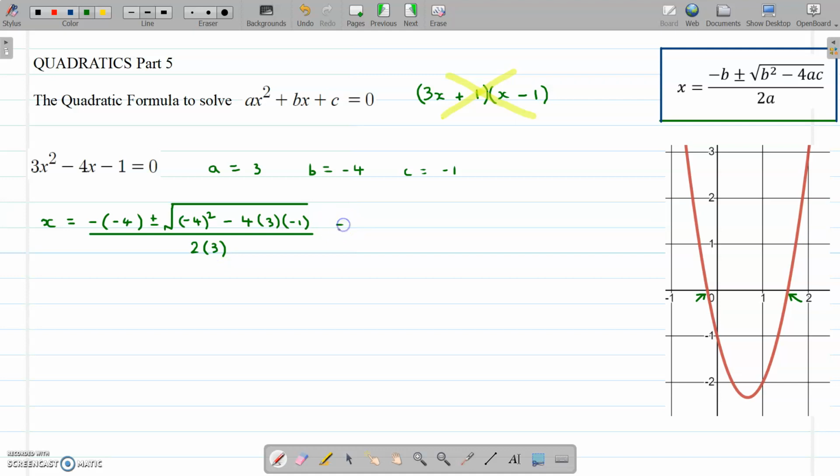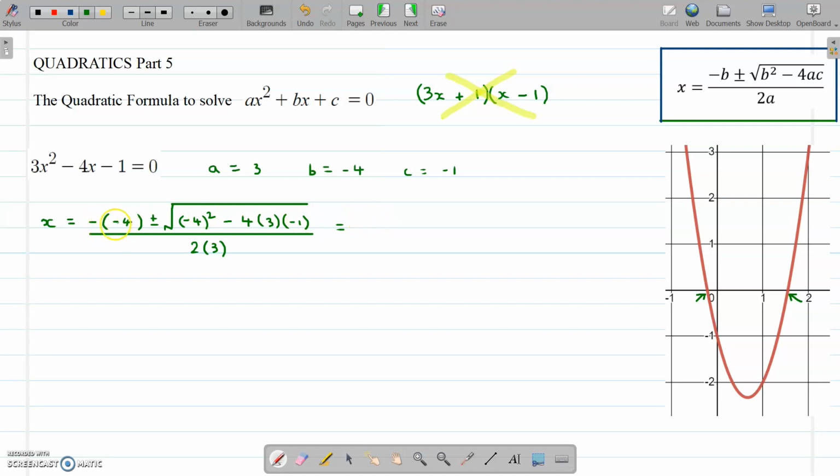Now I've written it in full. I've used brackets carefully around every negative number. You could put that on the calculator as it is, first using the plus sign, which will give you one of the solutions. Do it again using the minus sign to get the other solution. But it may be on a non-calculator paper, and you're required to give the roots in surd form. So let's continue on that basis.